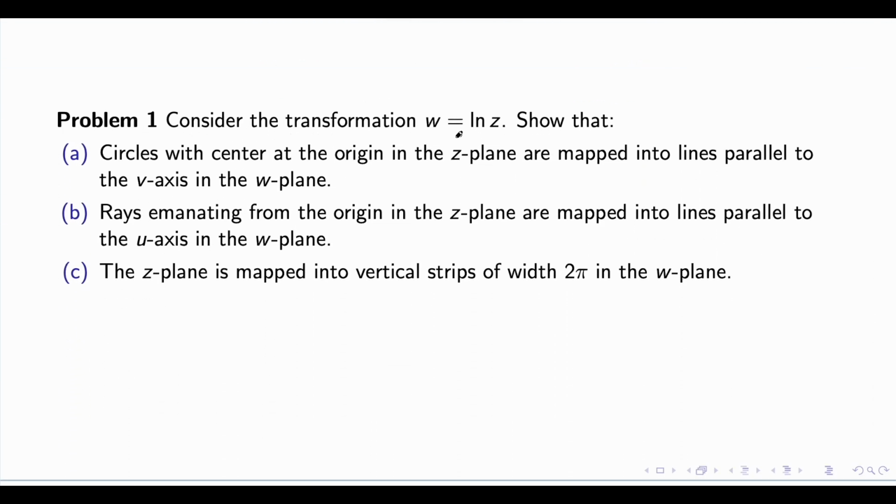Consider the transformation W equal to ln of z. Then show that the circles with center at origin in the z plane are mapped into lines parallel to the v axis in the W plane. The second part: rays from the origin in the z plane are mapped into lines parallel to the u axis in the W plane. And the last part: the z plane is mapped into vertical strips of width 2 pi in the W plane.